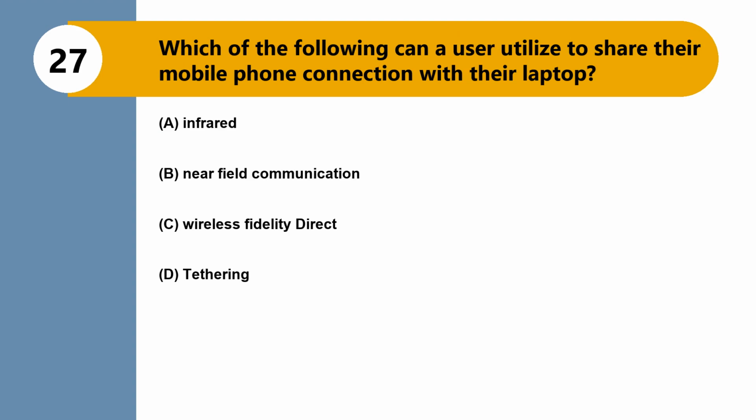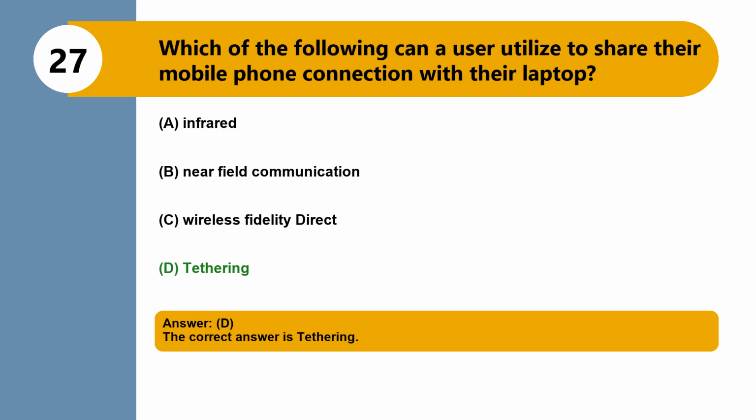Question 27. Which of the following can a user utilize to share their mobile phone connection with their laptop? Option A, infrared. Option B, near-field communication. Option C, wireless fidelity direct. Option D, tethering. The correct answer is option D, tethering.